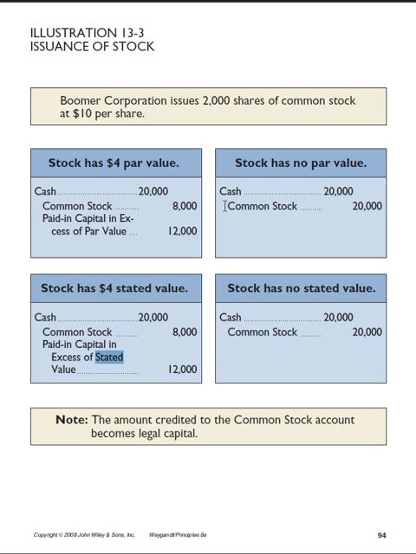If the stock has no par value, you're going to have a typical debit of cash. We're going to increase cash because we're receiving money from selling stock, and we're going to credit common stock for $20,000. Same thing down here. Stock has no stated value, so if there's no stated value or no par value, you're not going to have a compound entry as you see over here.